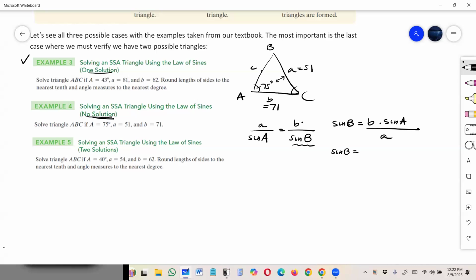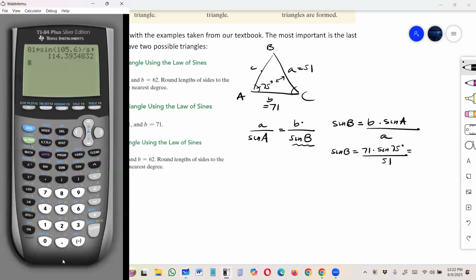So sine B is equal to side B, which is 71, times sine A, which is sine 75, over side A, which is 51. Okay, and now we have to find what this thing is first. So let's go to the calculator. So 71 times sine 75 divided by 51.